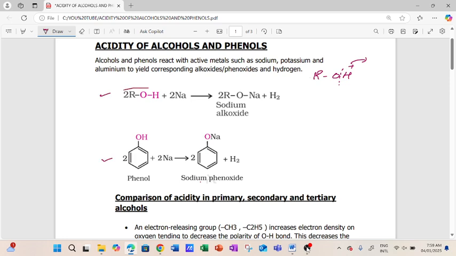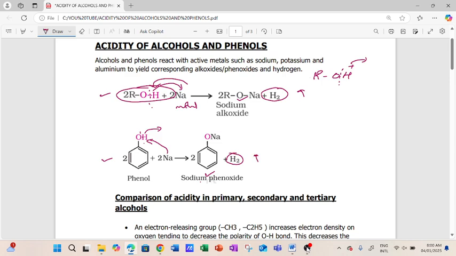The first one is ROH, which is an aliphatic alcohol, on reaction with a metal like sodium. Any metal can be taken. So the OH bond breaks so that the hydrogen atom will be replaced by a sodium atom. So we get RONa, and hydrogen will leave as hydrogen gas. Similarly, if it is phenol, again the OH bond breaks, and the hydrogen atom will be replaced by a sodium atom. We get benzene with the ONa, which is called sodium phenoxide, and hydrogen will leave as hydrogen gas.